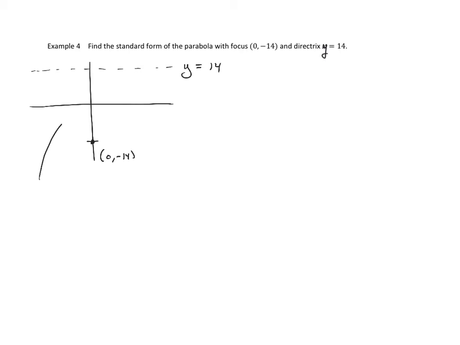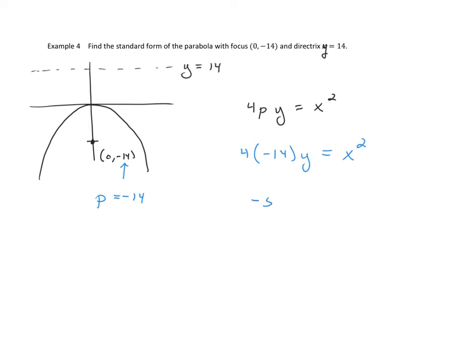So here the parabola is opening downward like that. So my equation has to be 4 times p times y is equal to x squared. And here p has to be a negative number. In fact, we can almost instantly identify it as this number here. If I put this into the equation, we have 4 times negative 14 times y is equal to x squared. If we simplify this, 4 times negative 14 is negative 56. So negative 56y is equal to x squared, and this is the standard form of the parabola.